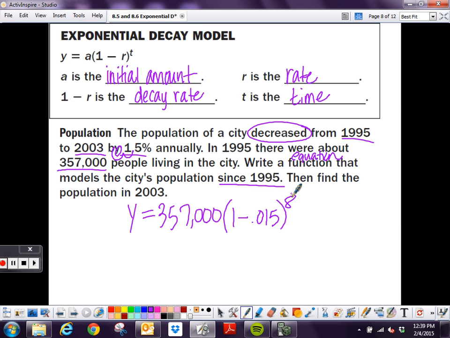All right, I'll let y'all go ahead and type that in your calculator. Go ahead and type that in. Okay, when you do, you should get 316,342 people.